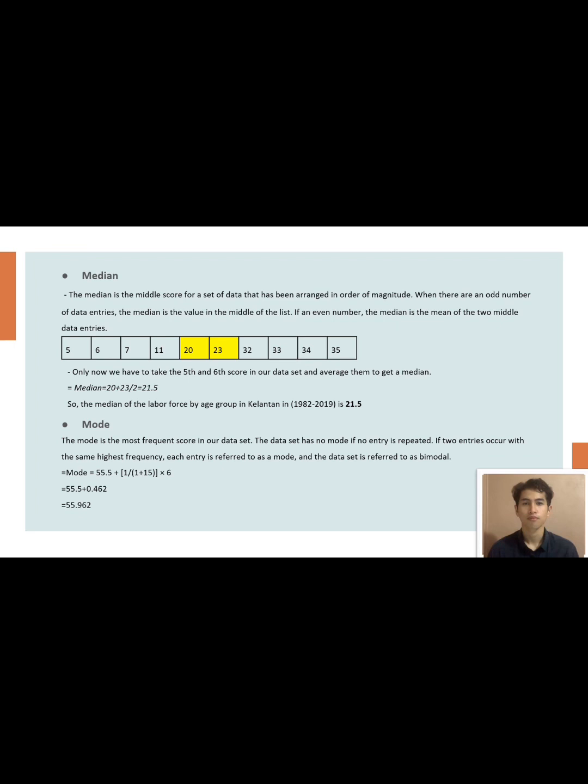Mode is the most frequent score in our data set. The data set has no mode if no entry is repeated. If two entries occur with the same higher frequency, each entry is referred to as a mode, and the data set is referred to as bimodal. So after we calculate, the answer is 55.962. That's all from me.